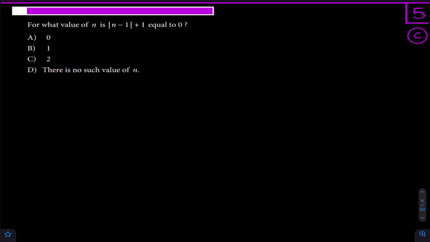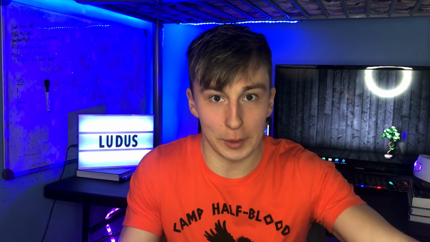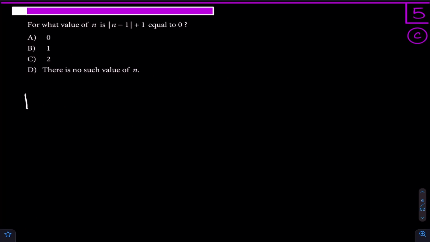Now moving on to problem 5, this is actually the first of our calculator problems. So you see that C up in the top right. This problem says, for what value of n is the absolute value of n minus 1 plus 1 equal to 0? And I think a lot of people get confused when solving absolute value equations because that's not something that you do very much of. You cover it once in Algebra 1 and then never talk about it ever again. So let's review a little bit of that.